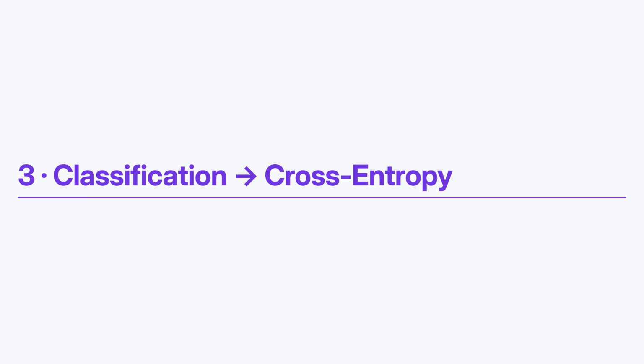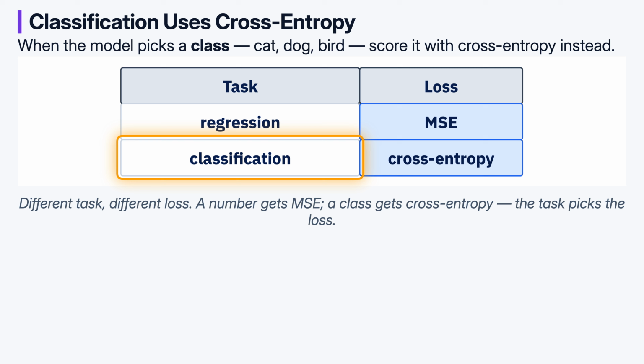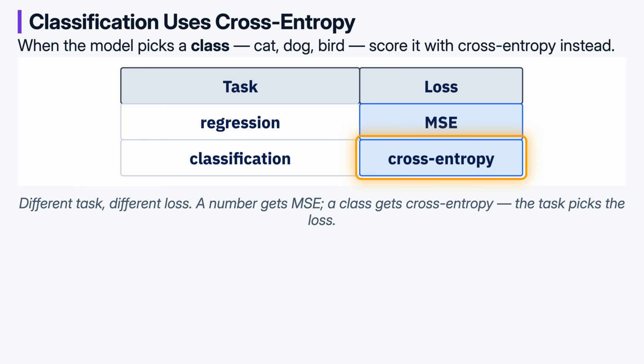That's regression, where the model predicts a number. Now the other big case, when the model picks a class and the loss changes. When the model picks a class instead, cat, dog, or bird, that task is called classification. For classification, you use cross-entropy, not mean squared error. And now the table is complete. A number gets MSE, a class gets cross-entropy. The task on the left picks the loss on the right.